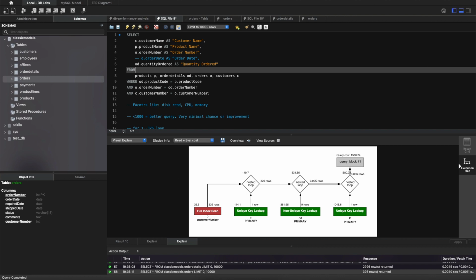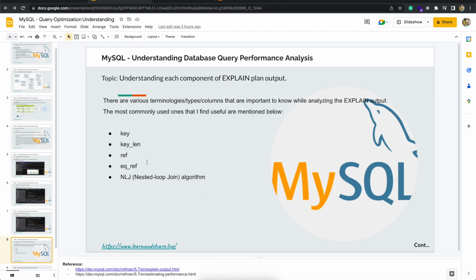Now let's go back to the slides, right? So this is what I had mentioned in this section or in this topic, where we have to have an understanding of each component or term of the explain plan output, right? There are various terminologies, types, or columns which I have talked about that are important to know when we are analyzing this explain statement output. And why it is important, because this is going to help us when we are going to work on complex query optimization, right? And these are the important columns.